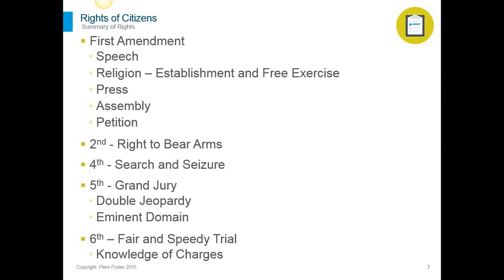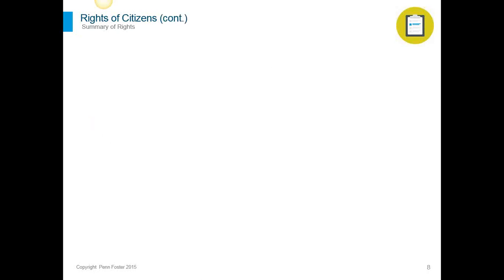So again, this is another amendment that puts a lot of burden on police and on prosecutors, on district attorneys, to make sure that they are ready for trial and that they have all the evidence they need to convict someone, or that they believe they can convict someone. A couple of other rights.